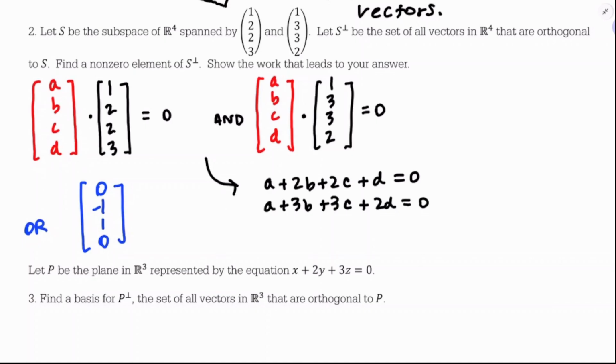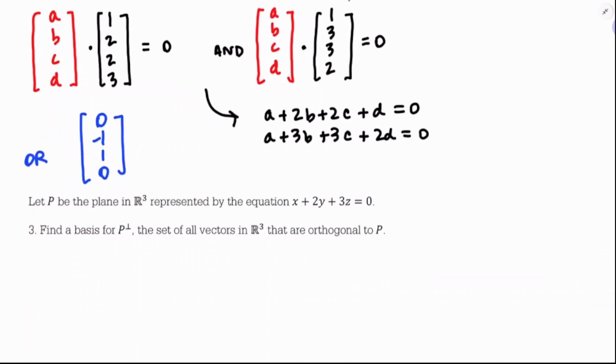You could continue to not see the forest for the trees and continue to turn this into a matrix and row reduce and find the infinitely many solutions and choose one of them. But I think that would be a bad idea. Right, just try to figure out a vector that's orthogonal to both of the ones that you were given.